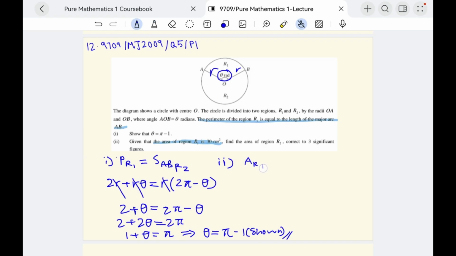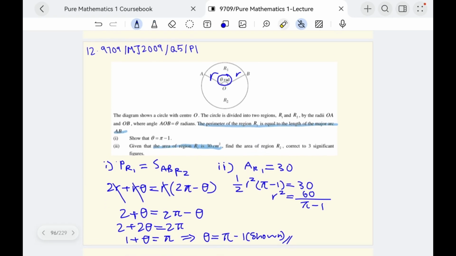So you state that the area of region 1 is 30. How to find it? Half r squared theta, what is theta? Pi minus 1. So we have 60 over pi minus 1, and this is your r squared. Instead of looking for r, you do not have to take the square root of both sides, because in the end you have to use r squared for the area of region R2, since R2 is a major sector. So to get the area of region 2, you have to use back the formula half r squared theta, just that the angle subtended is not theta, it is 2 pi minus theta.